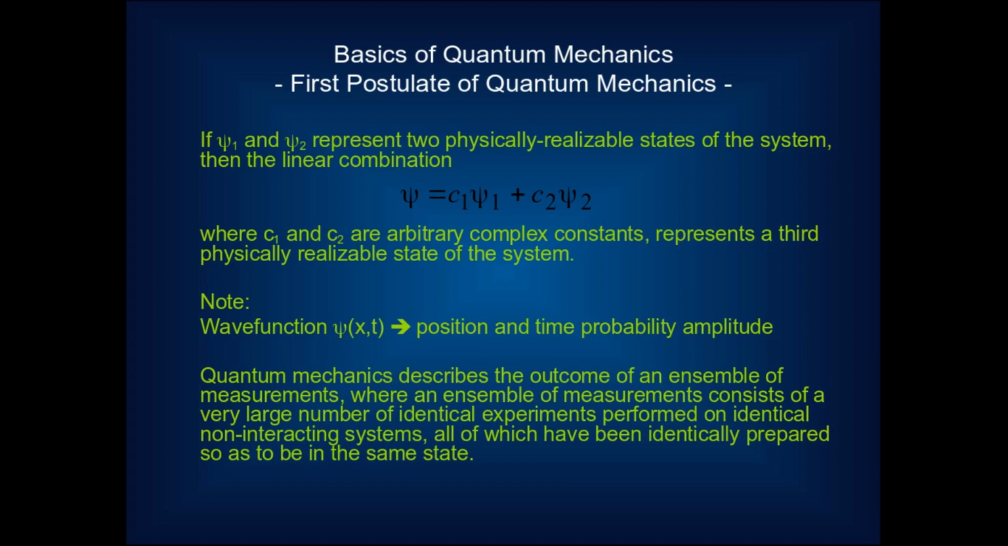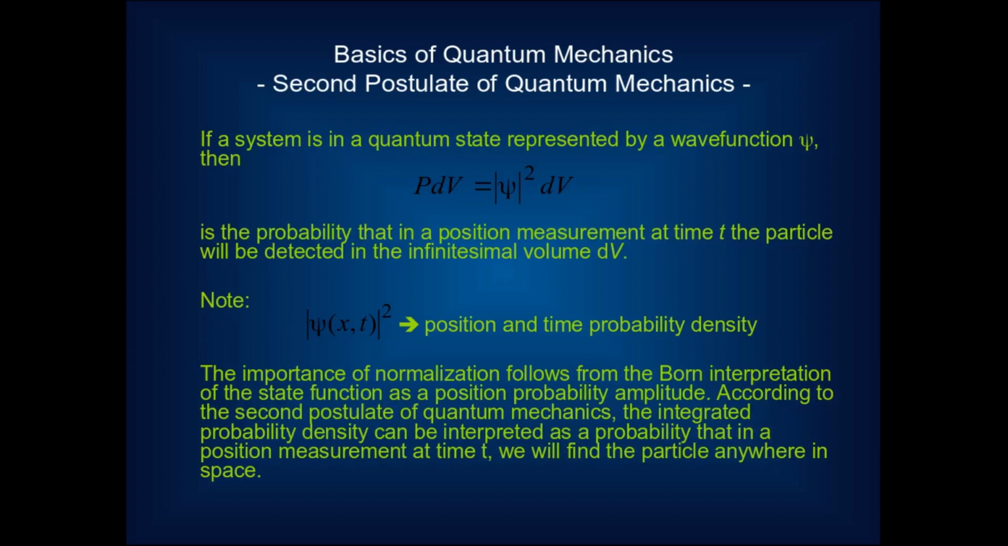Also, if psi1 and psi2 represent two physically realizable states of a system, then the linear combination, as shown in the equation, with C1 and C2 as arbitrary complex constants, represents a third physically realizable state of the system. We should also note that the wave function psi is basically the position and time probability amplitude, and its square will give the probability of having the system in a particular state.